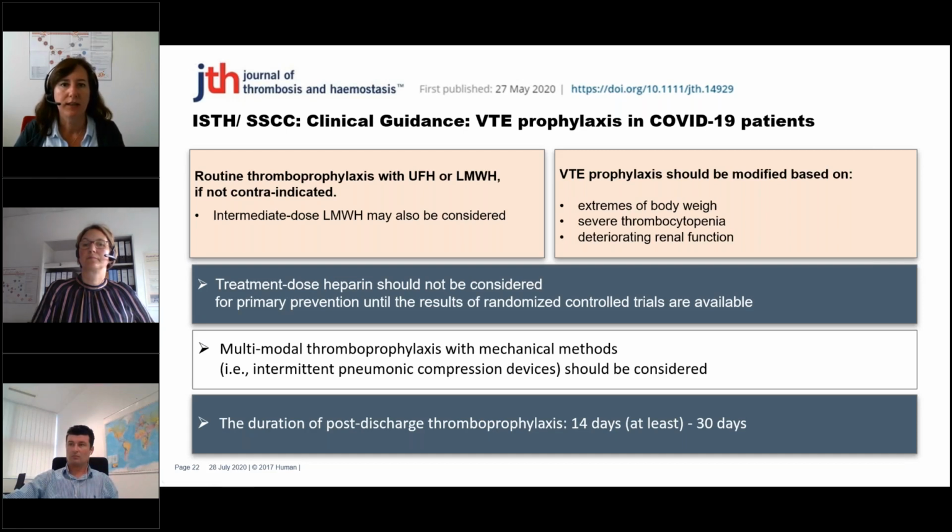In May 2020, the ISTH also released a guidance document for clinical guidance on venous thromboembolism prophylaxis in COVID-19 patients. They recommend routine prophylaxis with heparin, if not contraindicated. Also, an intermediate dose with low molecular weight heparin may be considered, especially as the venous thromboembolism prophylaxis should be adapted and modified based on risk factors, for example, extremes of body weight, severe thrombocytopenia, and deteriorating renal function.